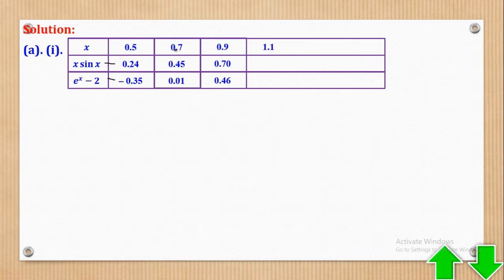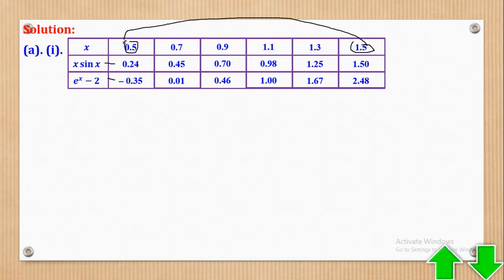When x is 1.1, I'll come up with that and that. When x is 1.3, that and that. When x is 1.5, that and that. Realize that we are starting from 0.5 and ending at 1.5. So if you exceed this range, then you are off track. Make sure you don't exceed that range. It has to be from the given range, which is from 0.5 to 1.5.